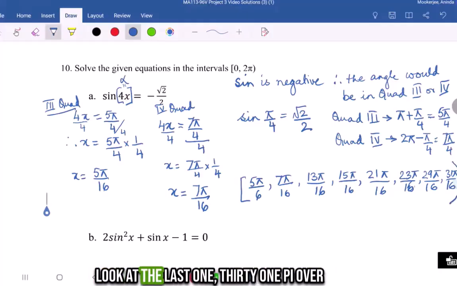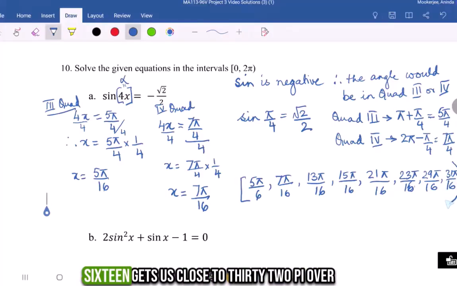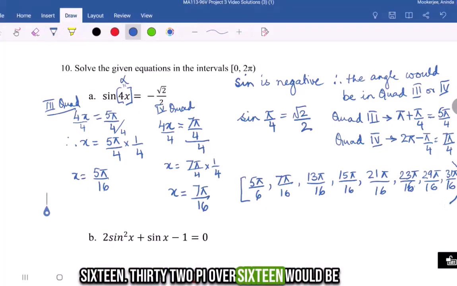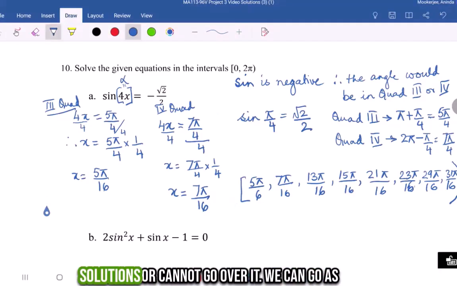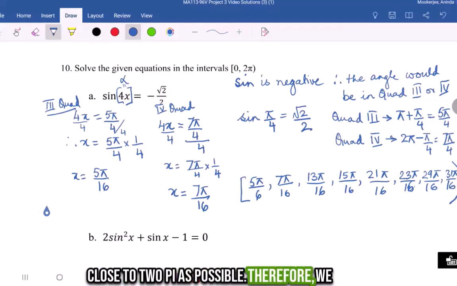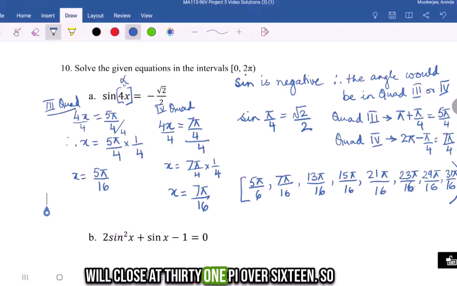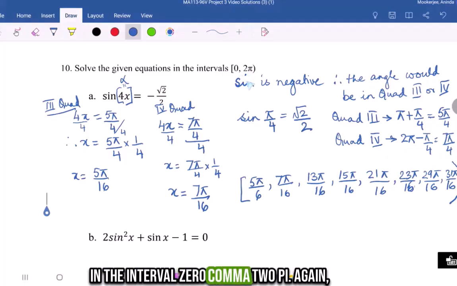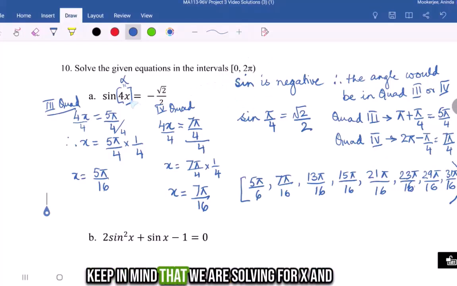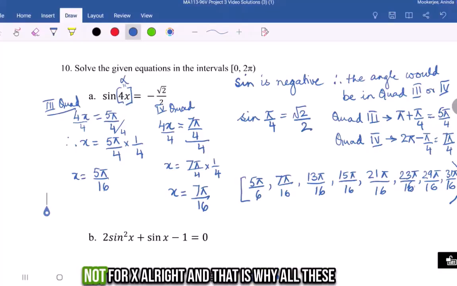All right? So look at the last one. 31 pi over 16 gets us close to 32 pi over 16. 32 pi over 16 would be 2 pi. We cannot include 2 pi in our solutions, or go over it. We can go as close to 2 pi as possible. Therefore, we will close at 31 pi over 16. So this is the entire set of solutions for x in the interval 0, 2 pi. Again, keep in mind that we are solving for x and not for 4x. All right, and that's why we did all these steps.